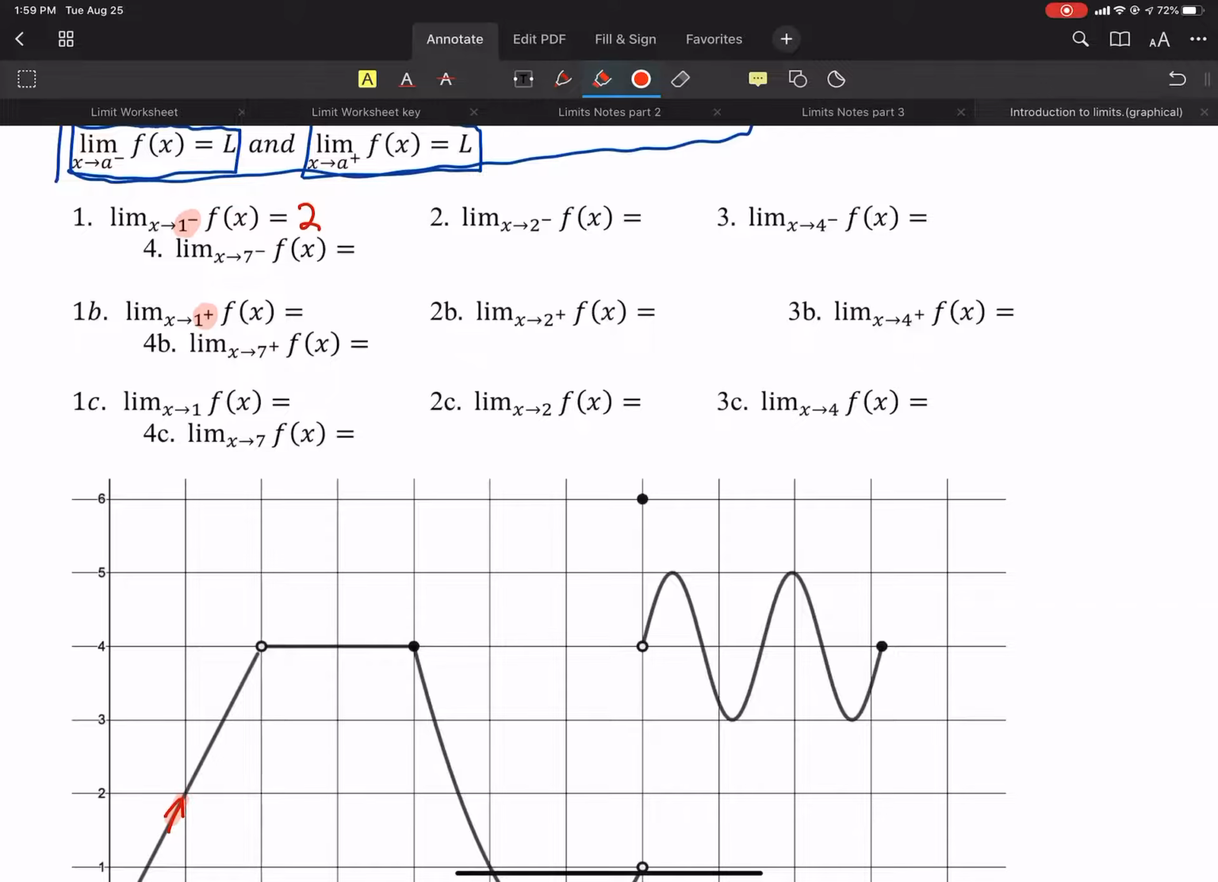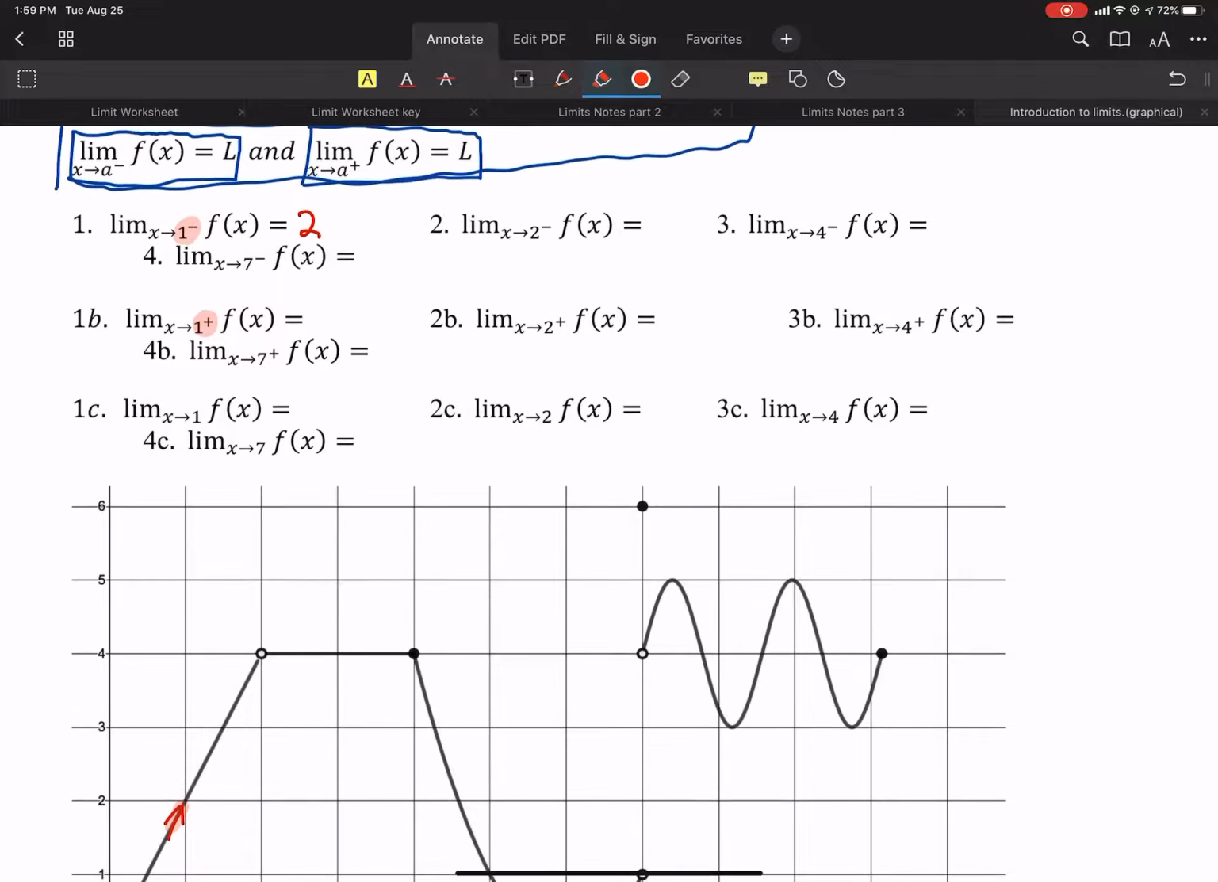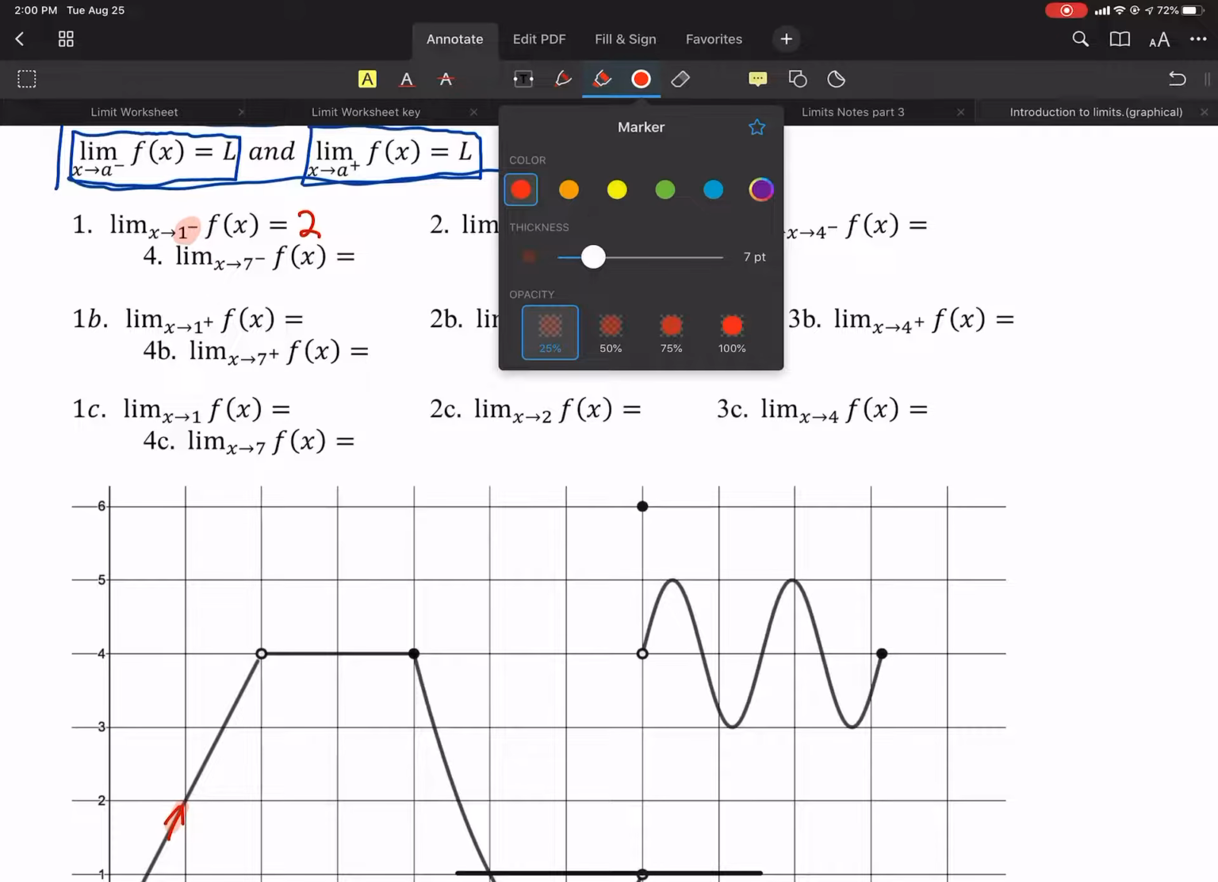Now I'm going to do this one. I'm approaching 1 from the right. I should do a different color. Yoshida, you're going to confuse the students. Green.